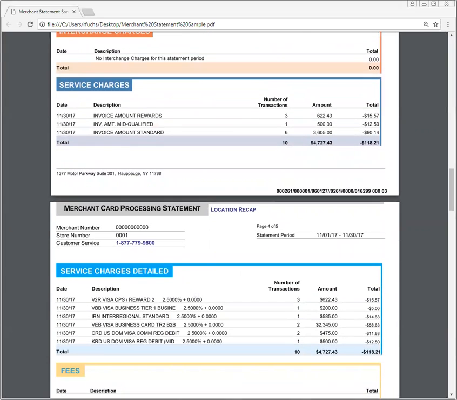Below that section is the detail report for each individual card type and the percentage that it ran at. Under the description column, you will see the listed card type and the rate it processed at. The next column lists the number of transactions that were run for each of those card types, followed by the column for the total amount those card types were charged. The total column shows the discount amount that came out for those totals.